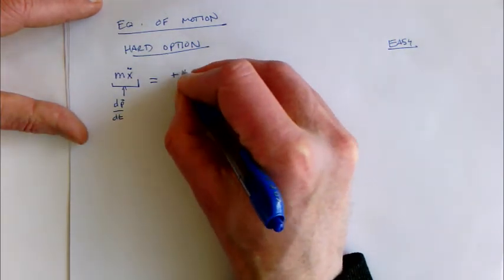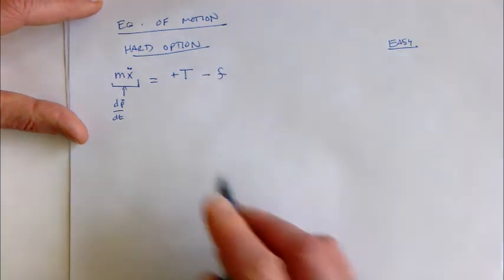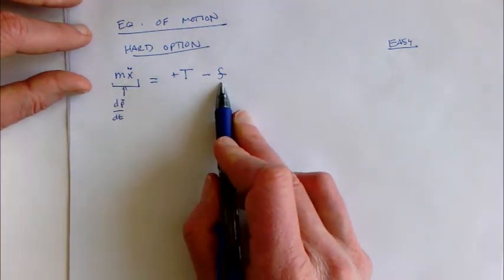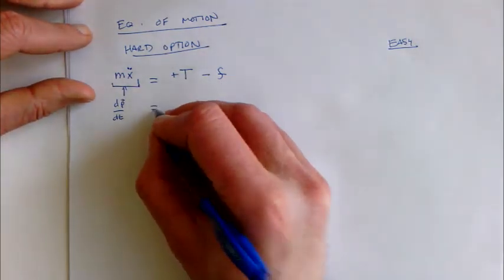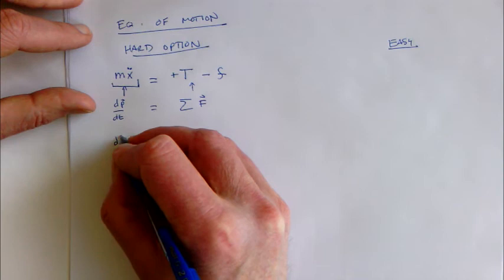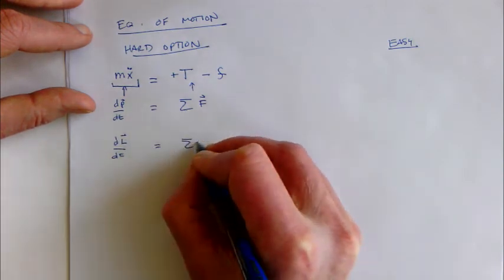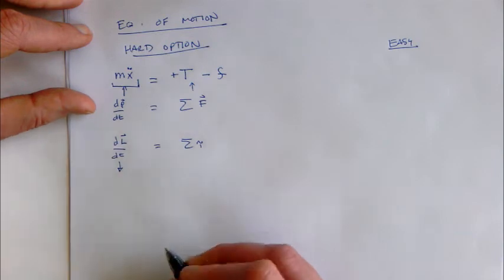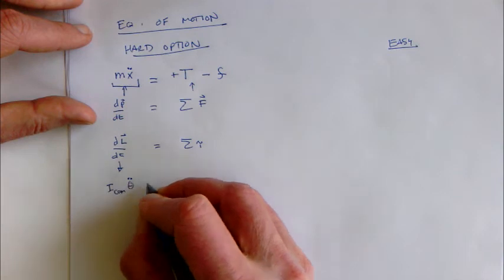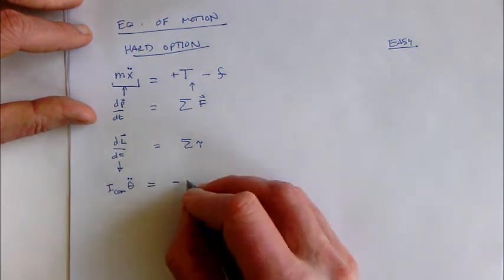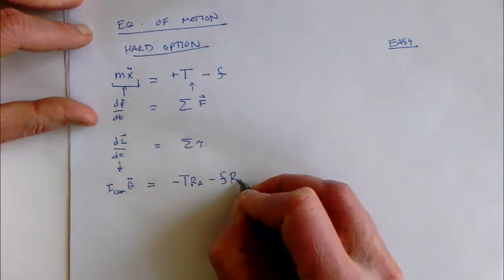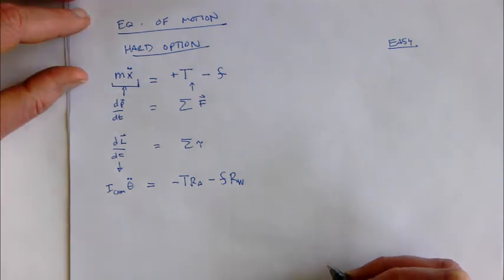is equal to plus T in the i hat direction minus F in the i hat direction. And since everything's in the i hat direction, I'm simply going to leave that. So that's one of my differential equations. Similarly, the summation of torques, if I take the time rate of change of the angular momentum is the summation of torques. Well, the time rate of change of the angular momentum in this case is simply going to be moment of inertia about the center of mass times theta double dot, and that's going to be equal to minus T times R sub A minus F times R sub W. Okay?